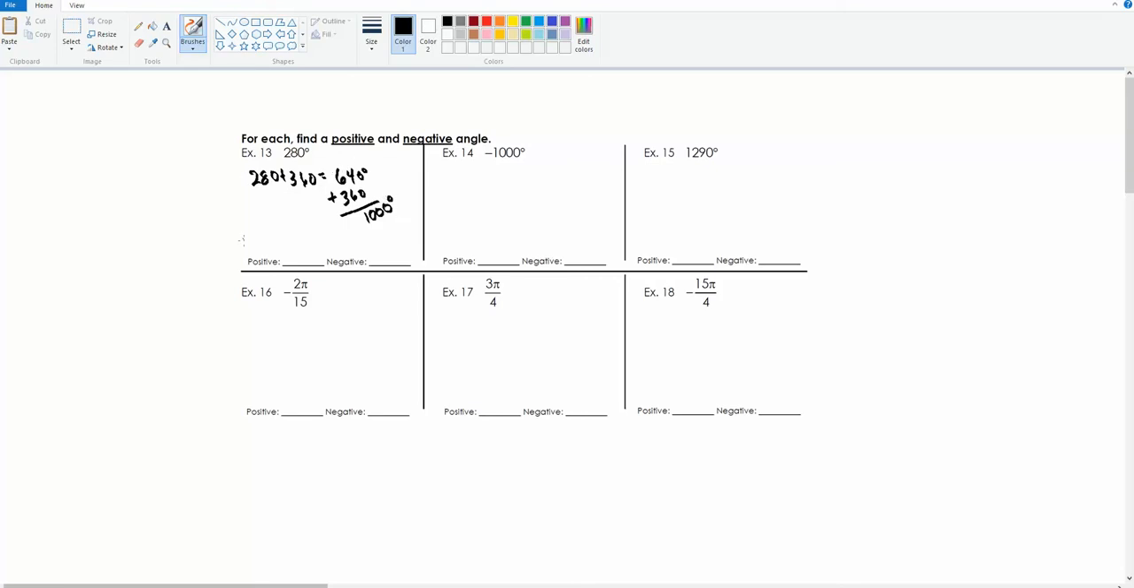Let's say that I want to find a negative coterminal. One of the things I would do is 280 minus 360. What do I get? Negative 80. So negative 80 is a negative coterminal. These are positives, this is negative. Let's say I want another one. So I subtract 360 again. Negative 80 minus 360 is negative 440.